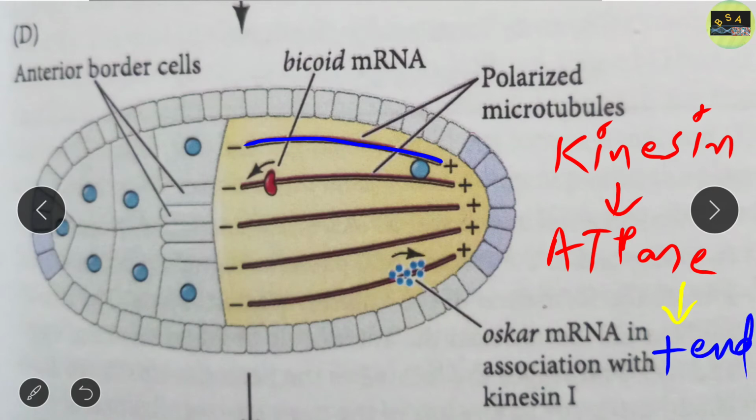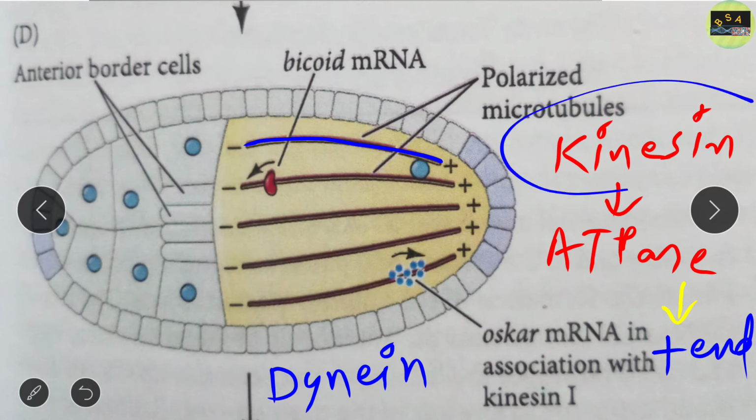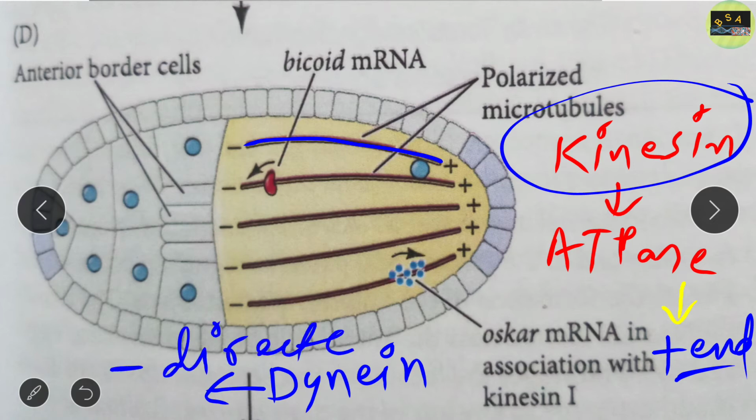Clear? And another protein is dynein. Just note it down. Dynein. It is minus directed. So kinesin is what? Plus directed. Dynein is what? Dynein is basically minus directed. Note down. So it is a minus directed motor protein that transports its cargo in the opposite direction, that is, to the kinesin. Clear?